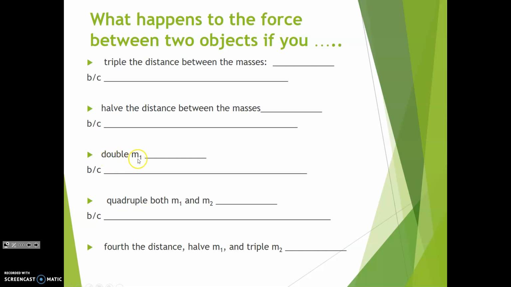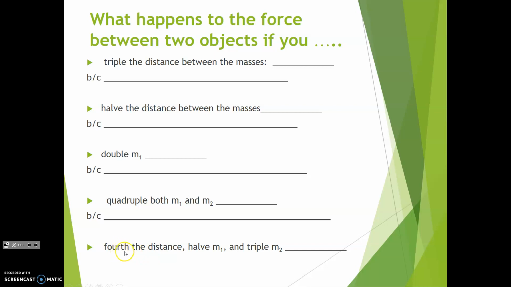Now, if you double mass 1, you double the force. That's because they're a linear relationship. Now, what happens if you quadruple both of the masses? Well, you just quadruple mass 1 and mass 2. So mass 1 has a 4, mass 2 has a 4, so 4 times 4, and that's going to be 16. So you increase it by 16, again, a linear relationship.